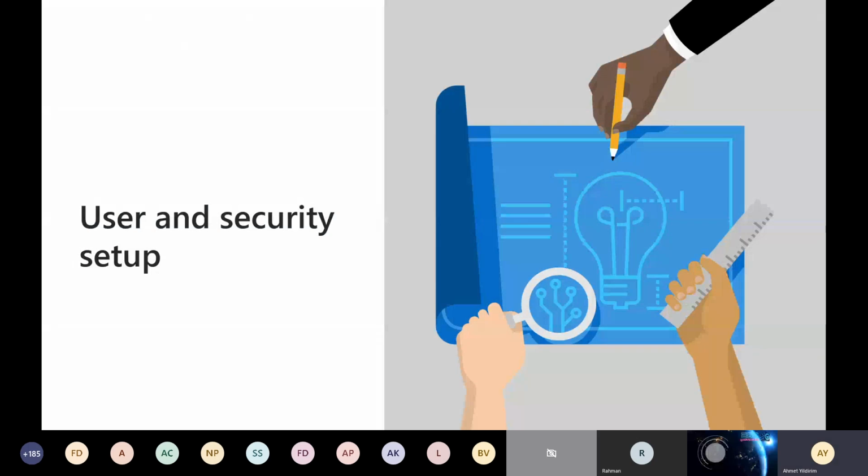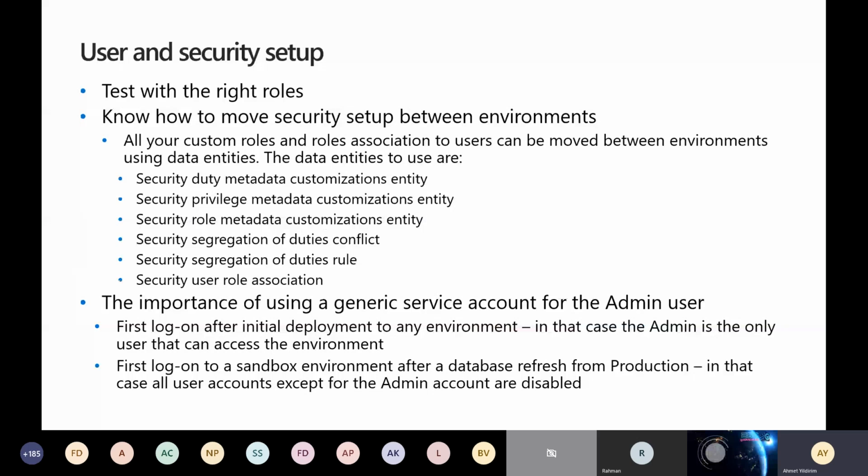Finally, how we can move the user and security setup between the environments. First test with the right roles and know how to move security between environments. Again, data entities. You can use the predefined data entities for security in order to move your security artifacts among the environments. So don't try to use another way. The data entities are really cool, and you can use them for data migration among the environments.